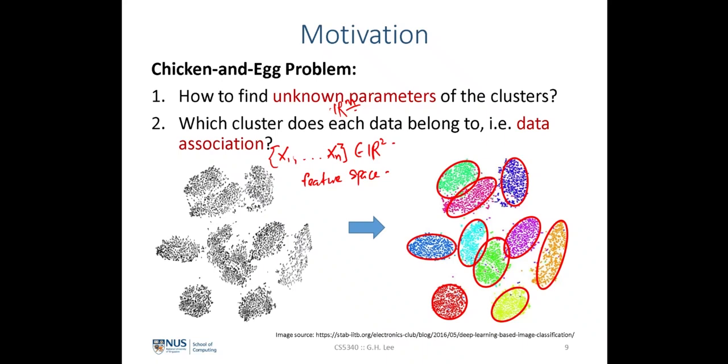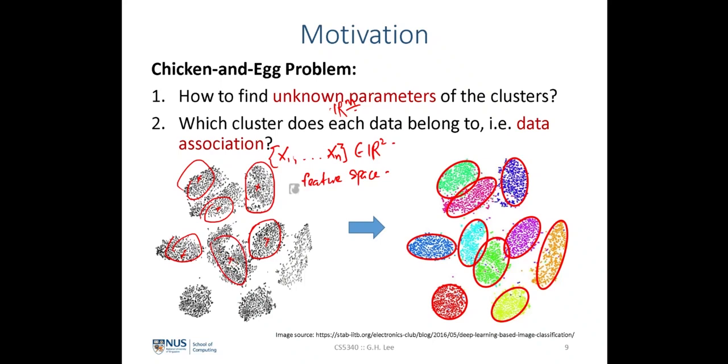But in this particular case, we know x1 to xn in the feature space, and we also know that these are going to form clusters. That means that the same class are going to cluster together. But the problem is that we do not know the parameters of the clusters. Suppose that I represent each one of these clusters as a circle. This means that the unknown parameters would be the centroid of each circle, which contains each particular class in this feature space.